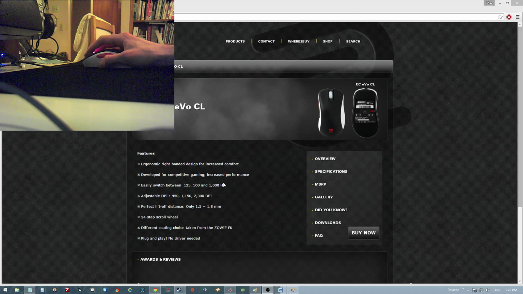So first of all, DPI stands for dots per inch. In the context of mice, it means how many dots or pixels your cursor will move on screen in relation to your mouse on your mouse pad. So for instance, if you move a 400 DPI mouse 1 inch, your cursor on screen will move 400 pixels.